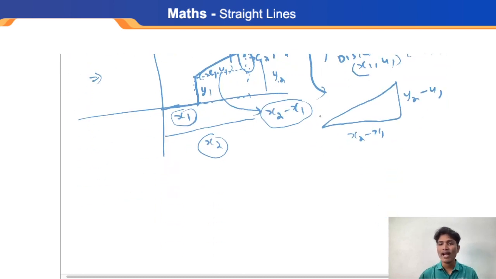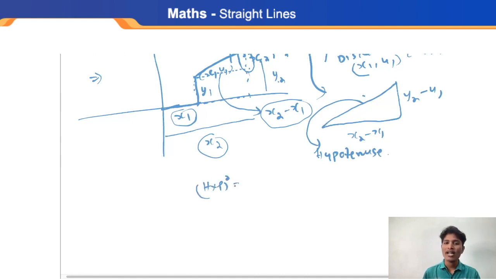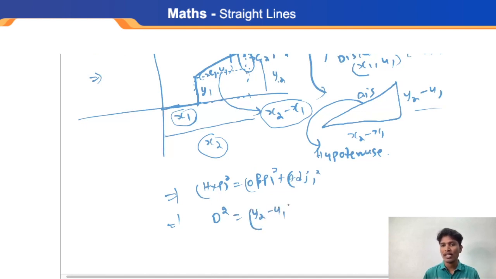And if I want to find this distance, if you observe carefully, this is a right angle triangle, and in the right angle triangle, this is the hypotenuse. According to the Pythagoras theorem, we already know hypotenuse square is equal to opposite square plus adjacent square. So I can represent the distance as d square is equal to opposite square, y2 minus y1 whole square, plus adjacent, x2 minus x1 whole square.